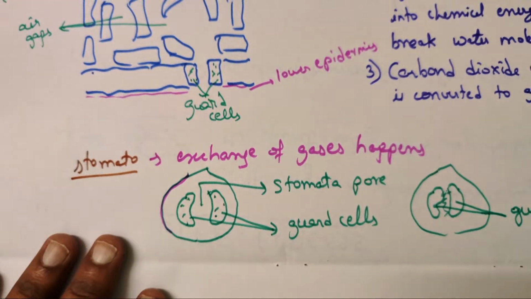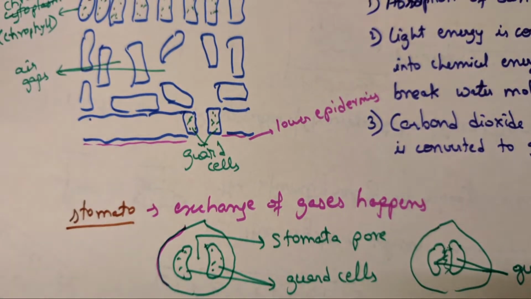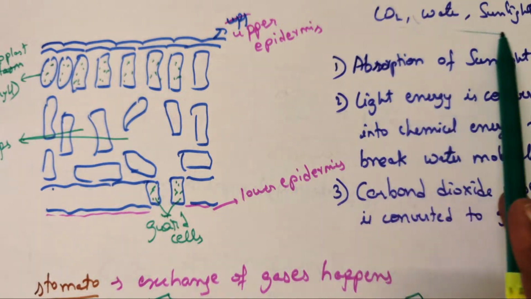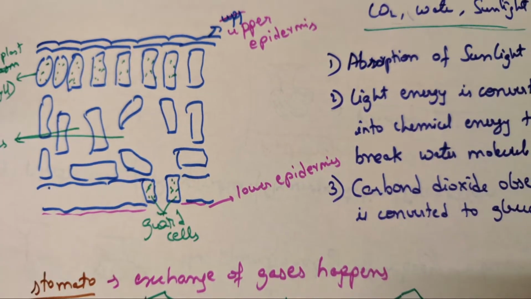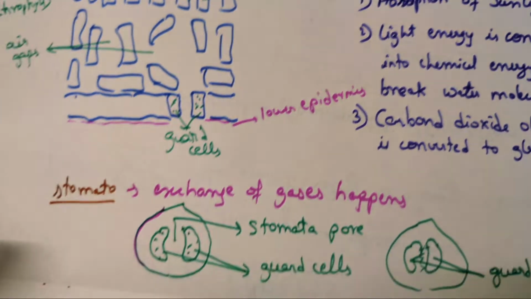So now we understood how food is getting prepared in the plants, because it is happening through photosynthesis. And in the process, we have three things: carbon dioxide, water and sunlight. So first it is absorbing sunlight, then converting light energy into chemical energy, and the chemical energy is used to break down water molecules. And the other is the carbon dioxide, and the carbon dioxide absorbed is converted into glucose as energy.